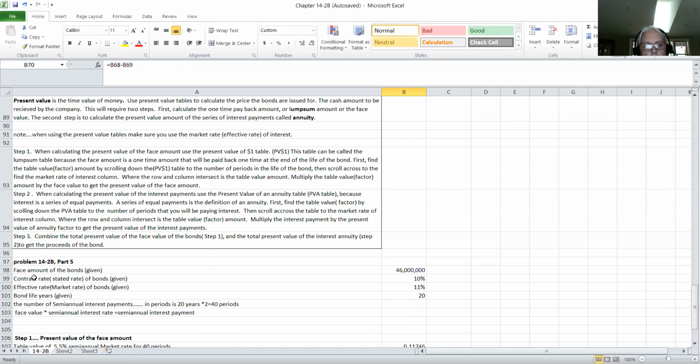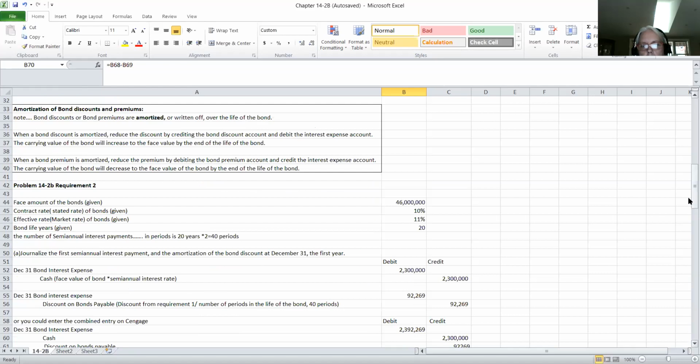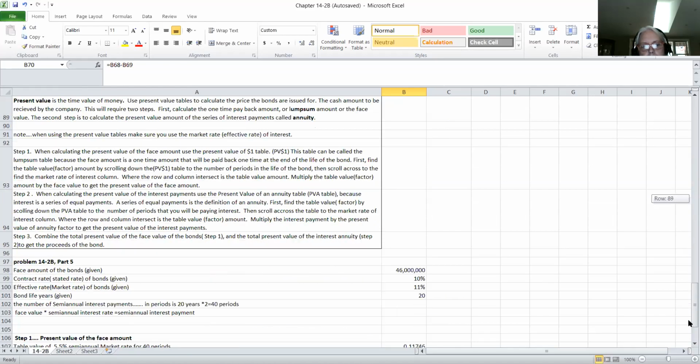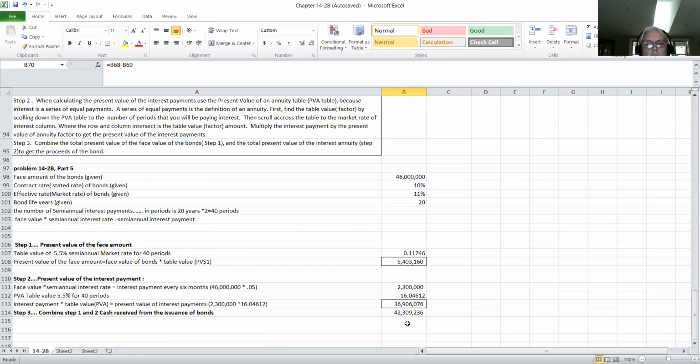So again, in problem 14-2B part 5, we're going to determine the present value of the cash amount of those bonds that were issued. So at the bottom of this page, I've got this calculated for you. So step 1 is from our instructions above.